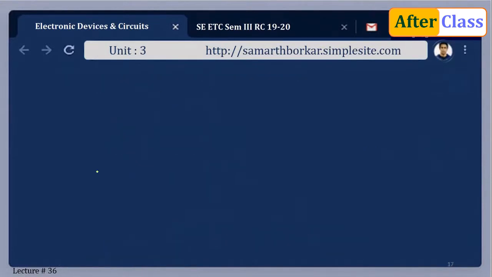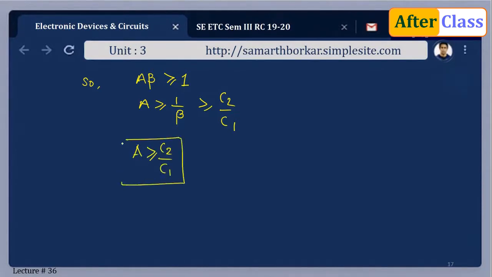So I can write AB has to be greater than or equal to 1, or A should be greater than or equal to 1 by B, and this beta value we have calculated as C1 by C2, so it is C2 by C1. Fine. So A has to be greater or equal to C2 by C1. And what are C1, C2? They are the components, that is capacitors, which are used in the tank circuit.